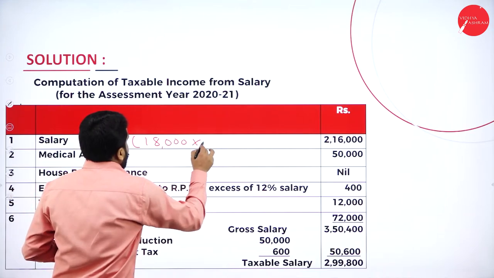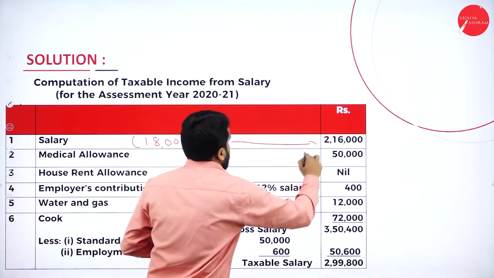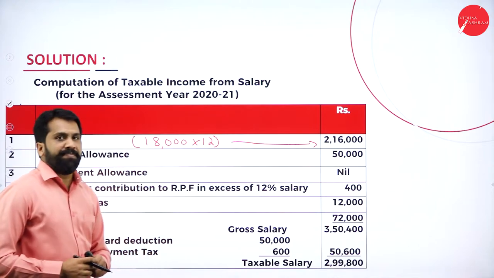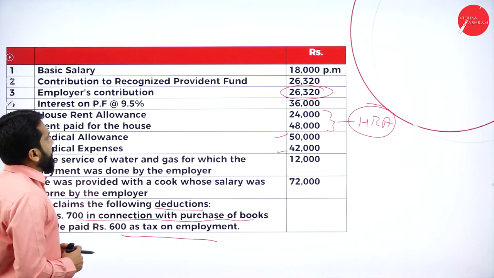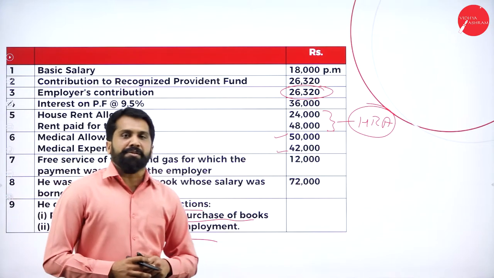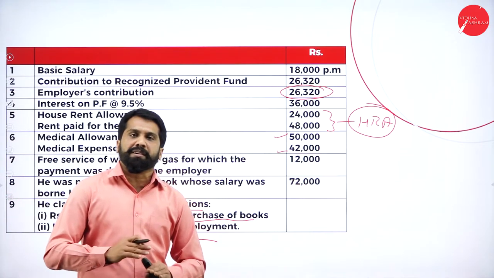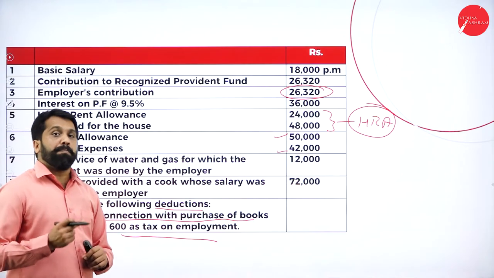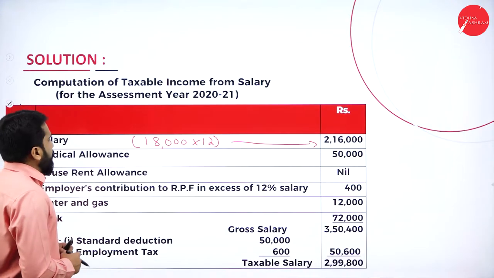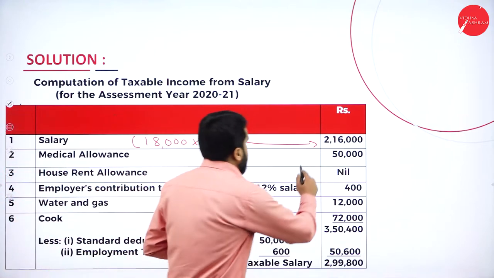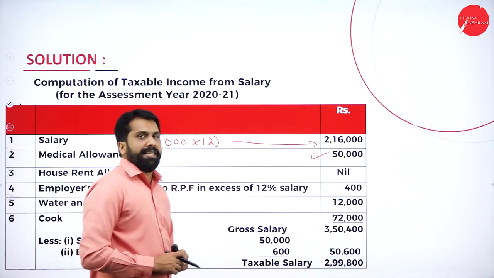18,000 multiplied by 12, you will get your salary. Clear? Yes. Next, your contribution to recognized provident fund. As I told you, employee contribution will not be considered, only employer contribution will be considered. I'll come back to that. Medical allowance is fully taxable. You have to take 50,000 as taxable.